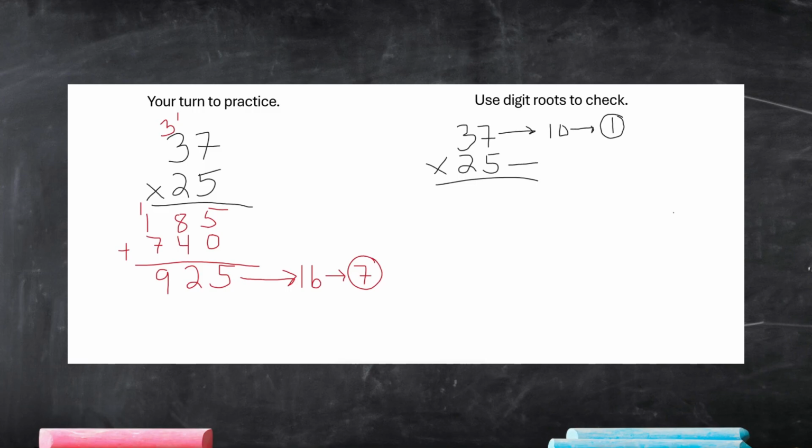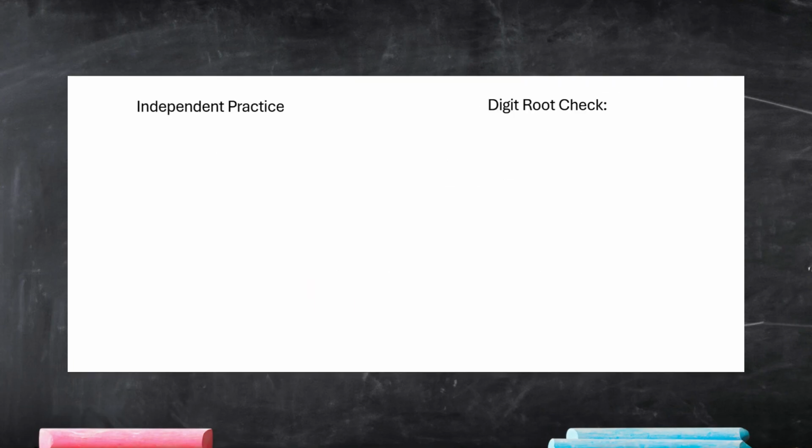We're going to go ahead and do the same thing with the 2 and the 5, so 2 plus 5 is 7. The digit root there is 7. And since this is a multiplication problem, we're going to multiply 1 times 7 to get 7. Those two digit roots matching is the proof we need. Hey, that's pretty good.